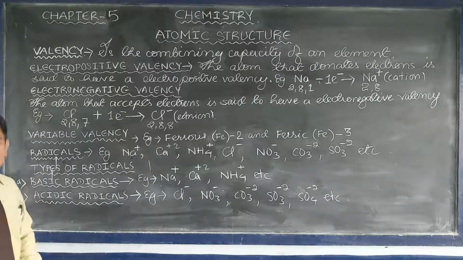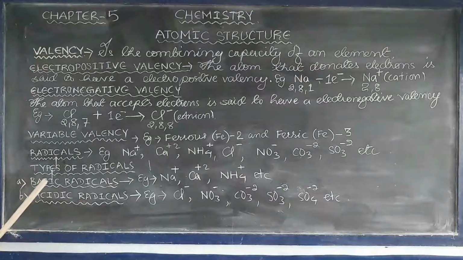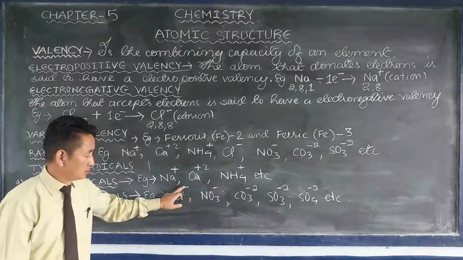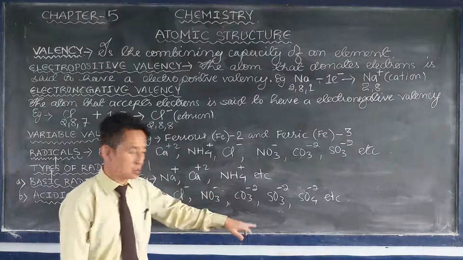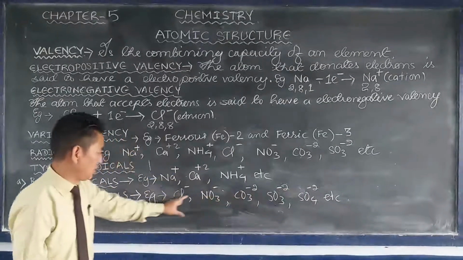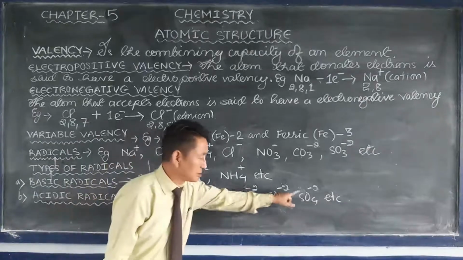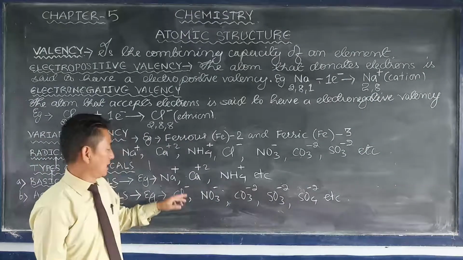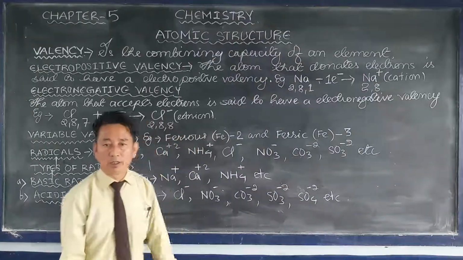Now, acidic radicals. Radicals having negative charge are called acidic radicals or anions. See here: chloride ion, nitrate ion, carbonate valency 2, sulfide valency 2, sulfate valency 2. These are the radicals having negative charge, and they are called acidic radicals, and the valencies are 1, 1, 2, 2, 2.